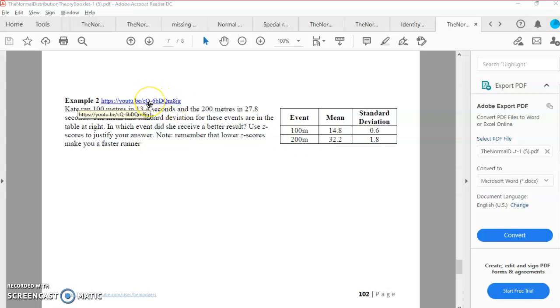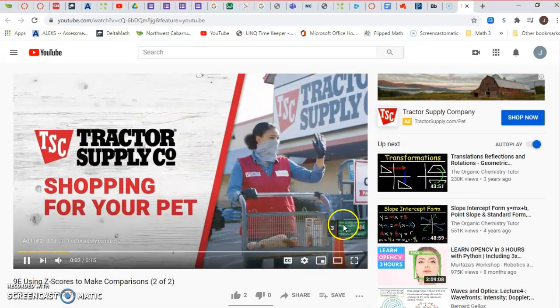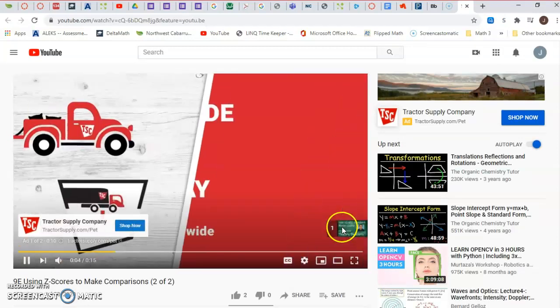Okay, I got you. So he's saying the first one is there because remember, the lower the z-score, the better, the faster runner you are. In other words, the lower z-scores make you the faster runner. Let's look through his video really quick. I'm going to go through his video.